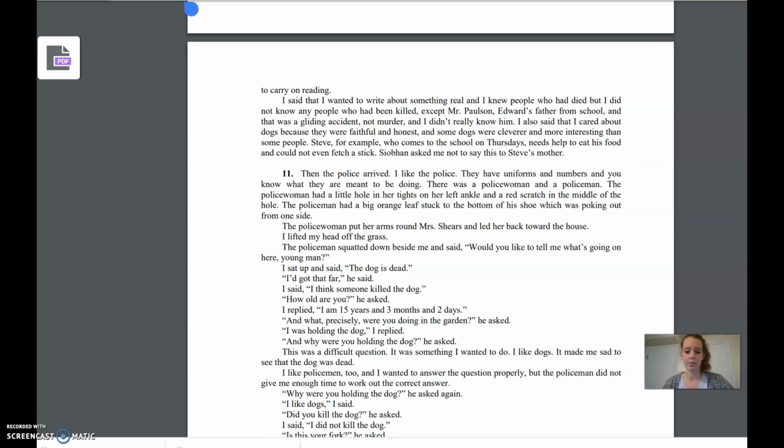I said that I wanted to write about something real, and I knew people who had died, but I did not know any people who had been killed, except Mr. Paulson, Edward's father from school, and that was a gliding accident, not murder, and I didn't really know him. I also said that I cared about dogs because they were faithful and honest, and some dogs were cleverer and more interesting than some people. Steve, for example, who comes to the school on Thursdays, needs help to eat his food, and could not even fetch a stick. Siobhan asked me not to say this to Steve's mother.